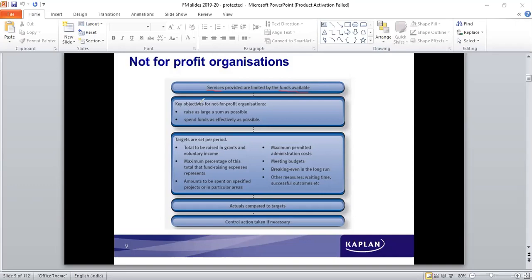Maximum permitted administration costs, meeting budgets, break even, other measures, waiting time, successful outcomes, etc. So how they are going to spend their amounts is important. Then they also have these targets which are decided. So comparison of actuals with the targets, control action taken if necessary.